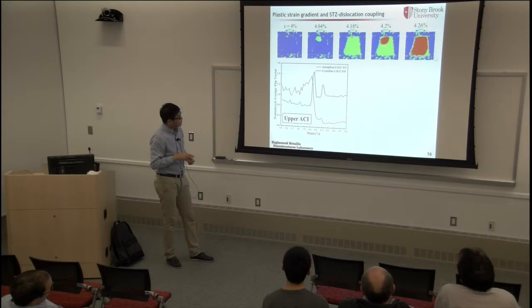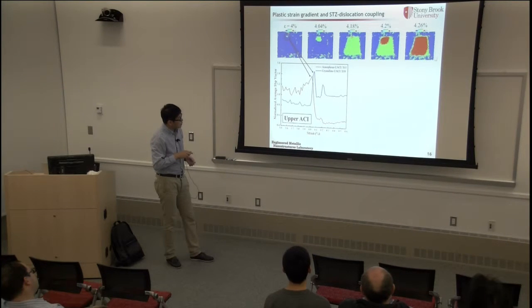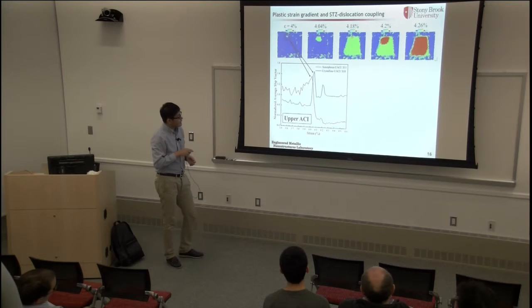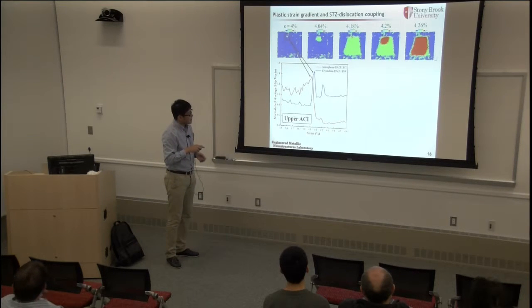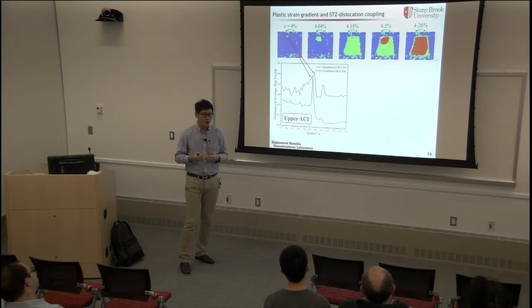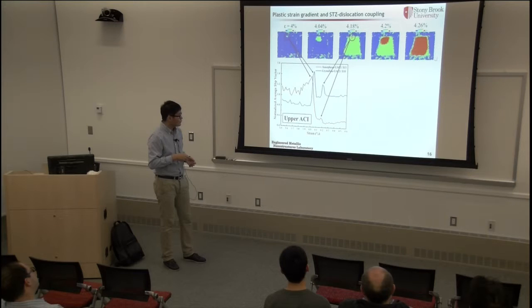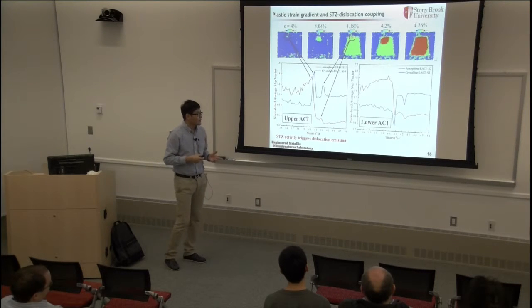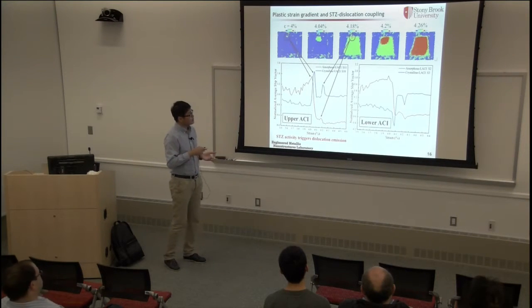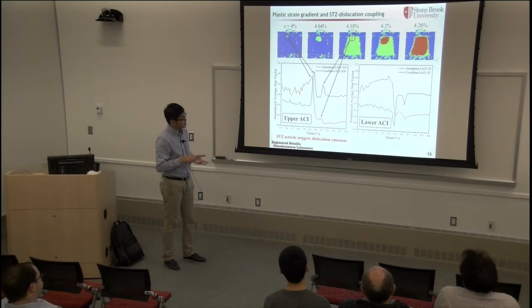So we see that before the dislocation emission, the amorphous upper ACI slice S11's value is already higher than the crystalline slices, and it keeps increasing, and it experienced a drop right here, which corresponds to the crystalline upper ACI's value peak. This actually is a dislocation emission process where the STZs trigger the dislocation emission right here, and the same situation happened for the trailing partial emission.